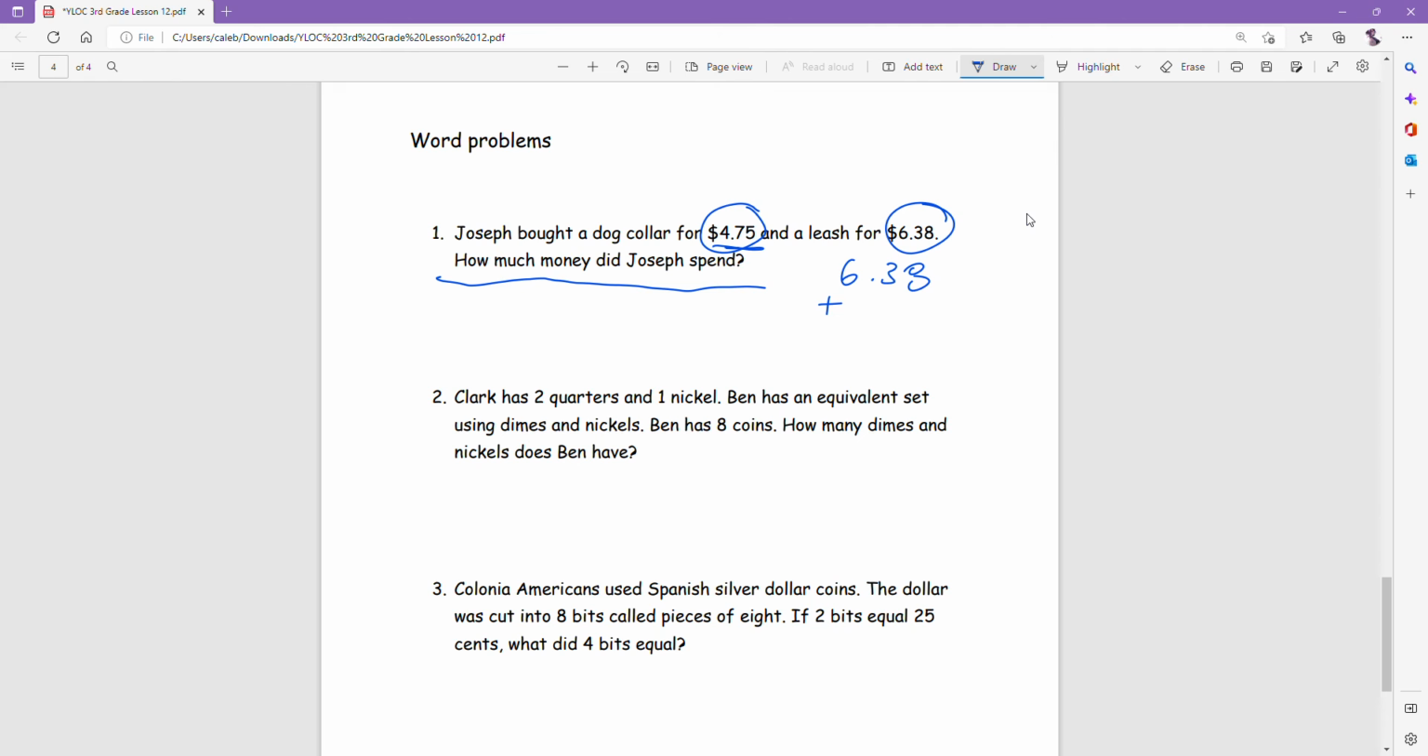So $6.38 plus $4.75. 8 plus 5 is 13, so we're going to write a 3 here and the 1 on top. 1 plus 3 plus 7 is 11, so we're going to write the 1 here and the 1 on top. We're going to have to remember to bring the decimal place down here. And so we have 1 plus 6 plus 4, which is just 11, so we can just write that out. And so our answer is $11.13.